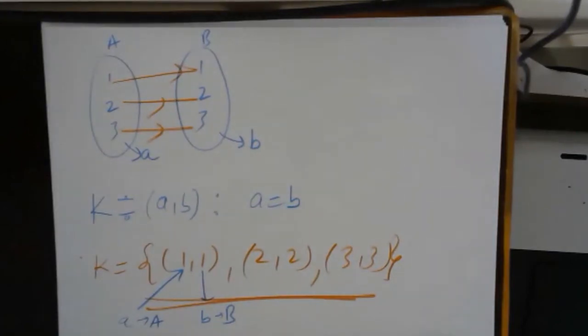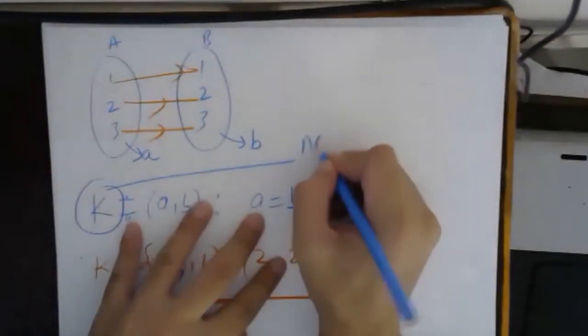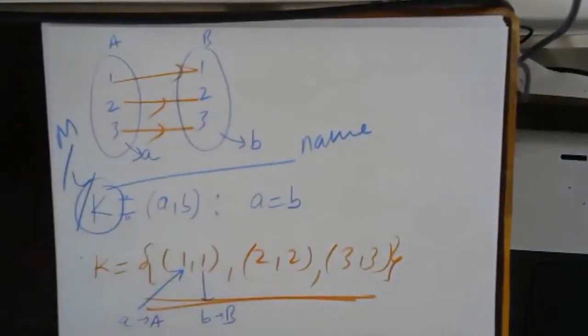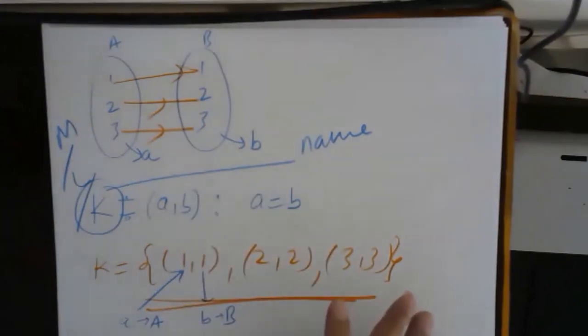If I define the relation by some other definition, the elements will change. K is a relation. It's a name. I can write this as K, L, M, anything. It's just a name of a set. Very good. So I hope everybody is able to understand this part. Till here everybody is able to understand, I guess. Very good. Now see.